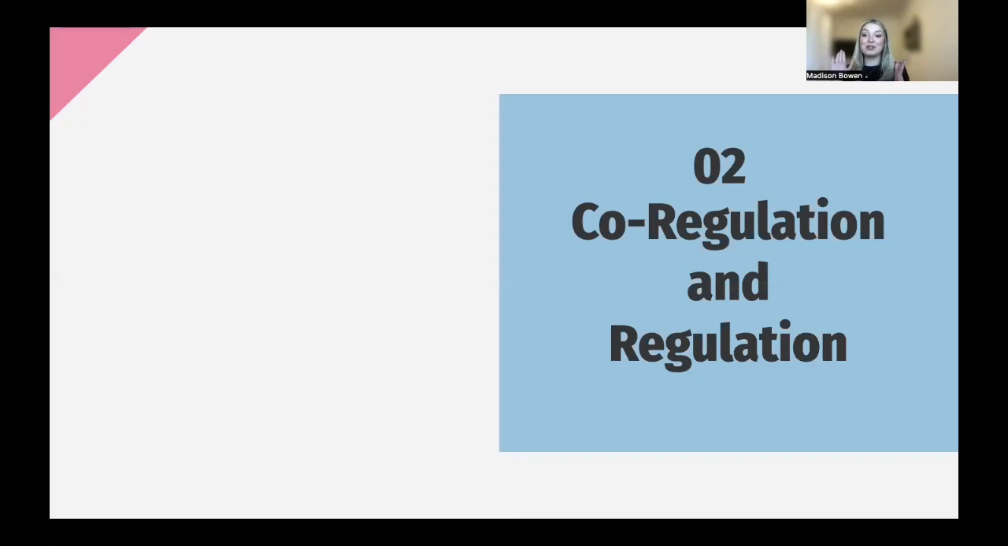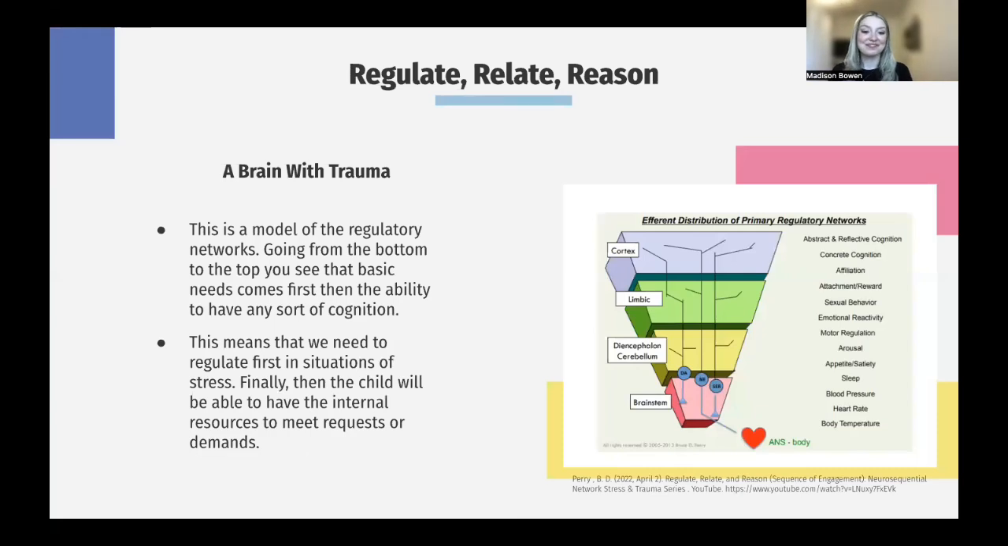All right, we're going to move on to our second topic, which is co-regulation and regulation. Our brain has a network chain for regulation. In the model at the bottom, you can see basic needs like heart rate and blood pressure. These things are automatic and controlled by the brainstem. In the middle, we see things like emotional reactivity, and at the very top, we see cognition. These are more complex systems.